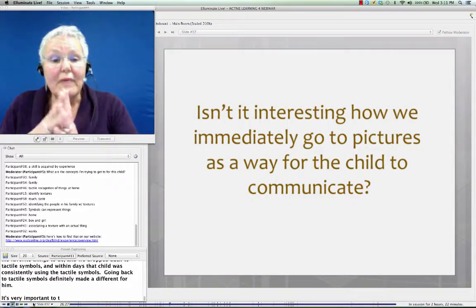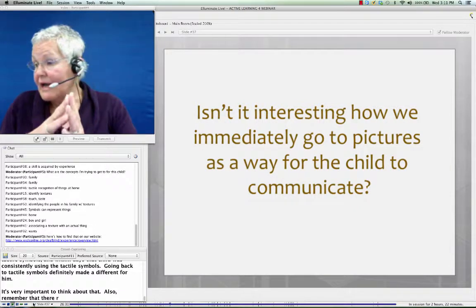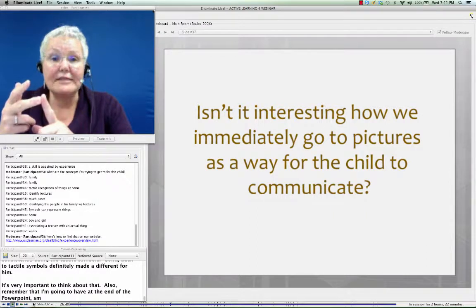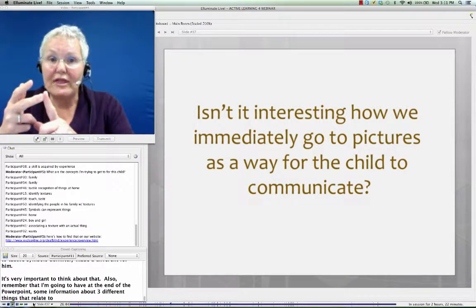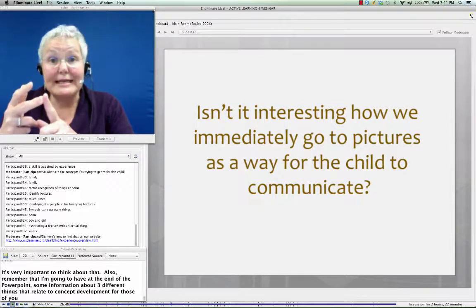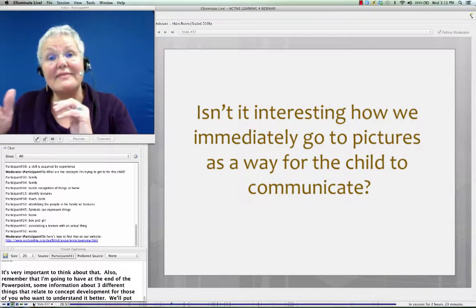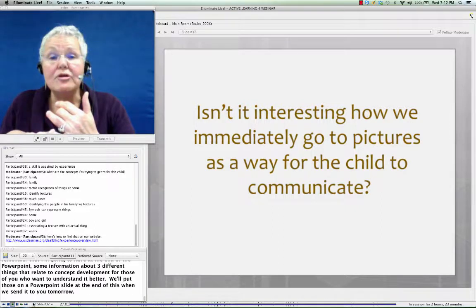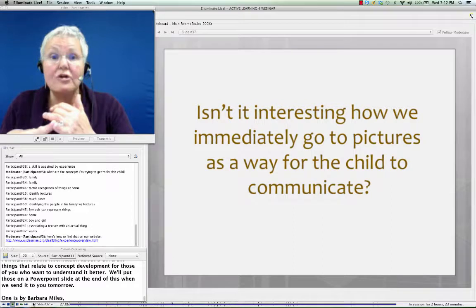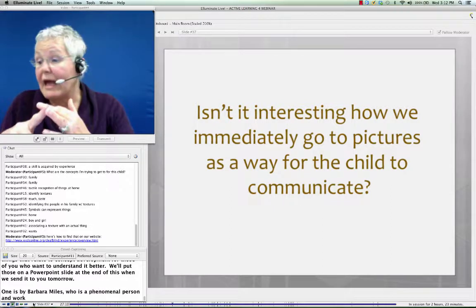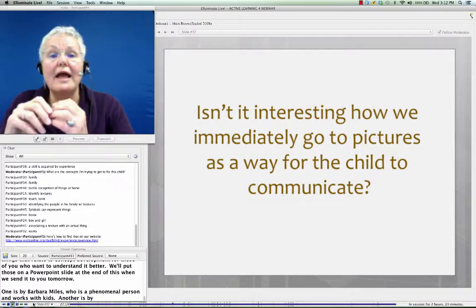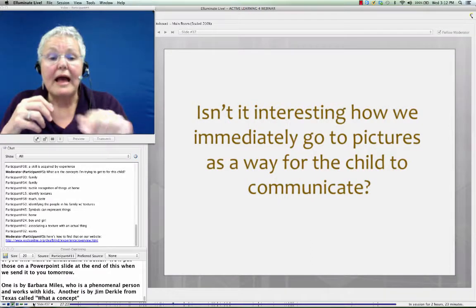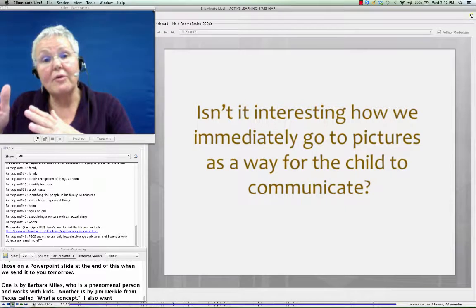I also want to remind you that I'm going to have us put on the end of this PowerPoint some information about 3 different things that relate to concept development. Great articles for those of you who want more help with it and want to understand it better, and give you some ideas. We will put those on a PowerPoint slide at the end of this when we send it to you tomorrow. But we're also going to put it up in the chat window. One is by Barbara Miles, who is a phenomenal person working with kids who have significant disabilities, including vision and hearing issues. Another one is by Jim Durkle out of Texas, and he talks, what a concept, that's the title of his article. And so those URLs will come up, but I also want you to know that we will put them at the end of the PowerPoint and send that out tomorrow also.